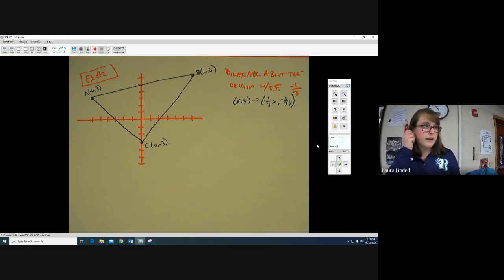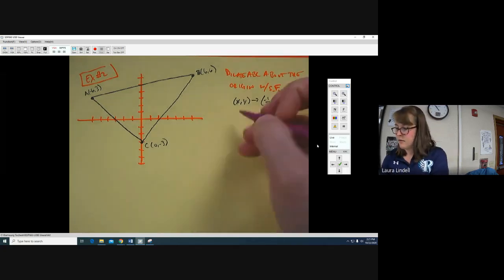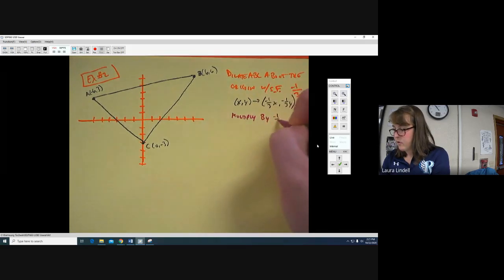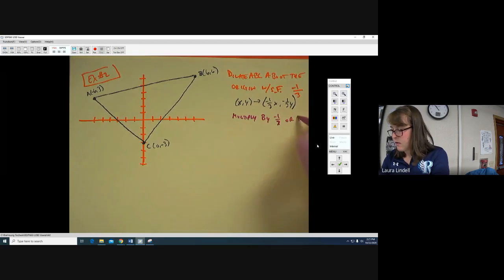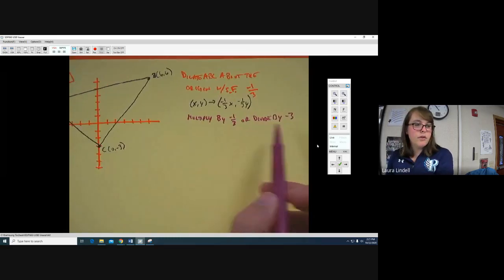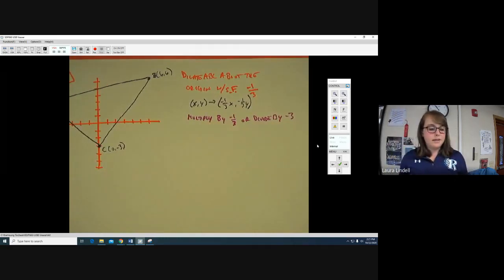So really all we're doing here is still just multiplying your coordinates by whatever your scale factor happens to be. In this case, since our scale factor is negative 1/3, you could also think of this as dividing your coordinates by negative 3. So multiply by -1/3 or divide by -3, that's doing the same thing.